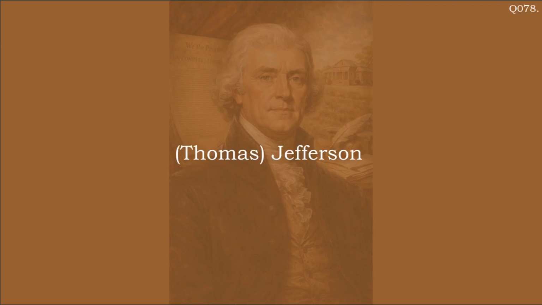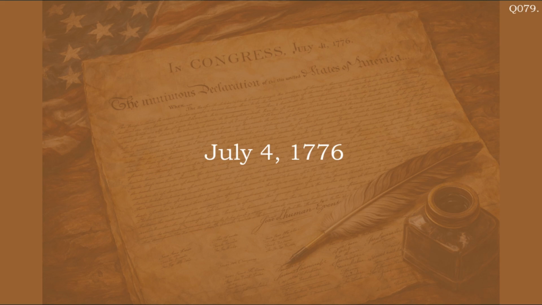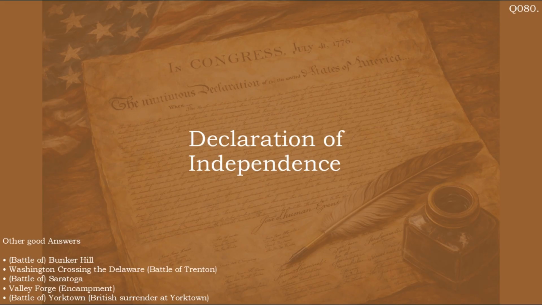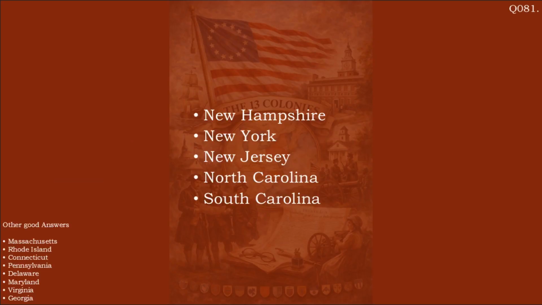Who wrote the Declaration of Independence? Thomas Jefferson. When was the Declaration of Independence adopted? July 4th, 1776. The American Revolution had many important events. Name one. Declaration of Independence. There were 13 original states. Name 5. New Hampshire, New York, New Jersey, North Carolina, and South Carolina.